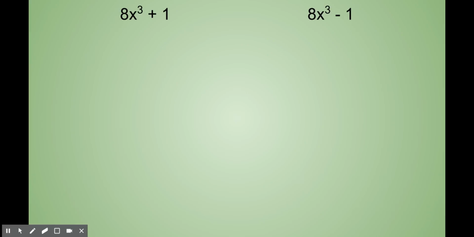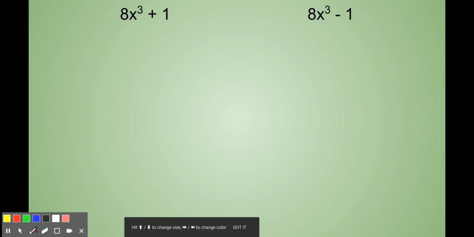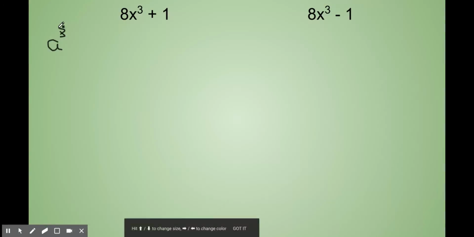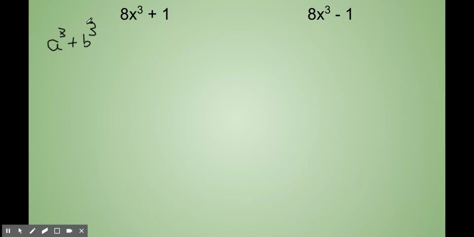And this is addition. So we know that our formula for this, I'll write it in black, is going to be a cubed plus b cubed is equal to the quantity of a plus b times the quantity of a squared minus ab plus b squared.